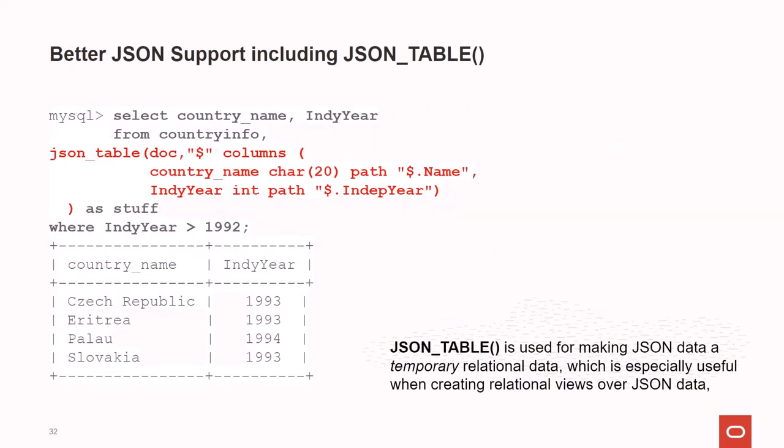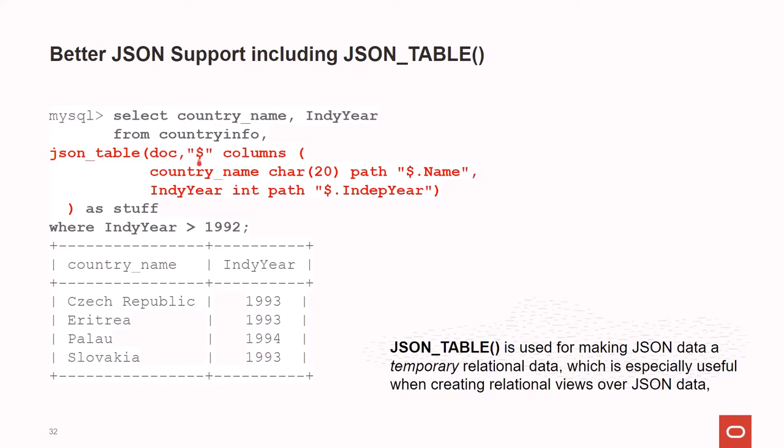Better JSON support. One of the things I appreciated when 8.0 came out was the JSON_TABLE function. Well, what's so special about that, Dave? Well, this lets you temporarily take your unstructured JSON documents and turn them into a structured relational table for processing by SQL. Now, in this example, we're going to use JSON_TABLE on a column called doc. We're going to read in the entire document. That's what that dollar sign stands for.